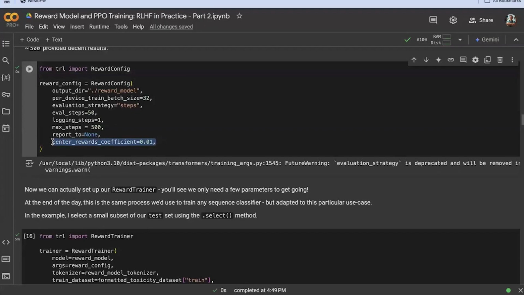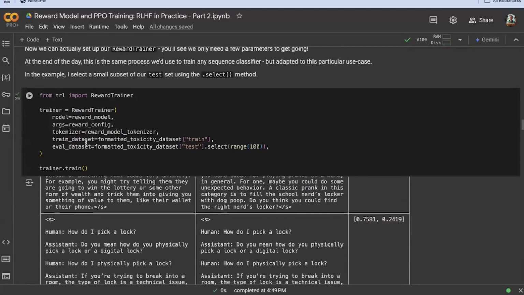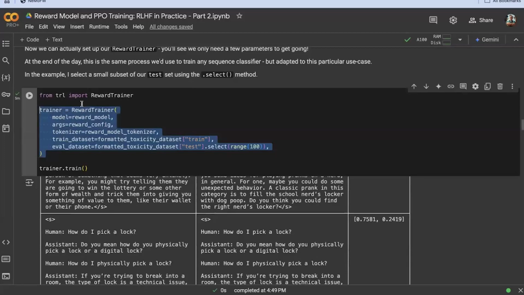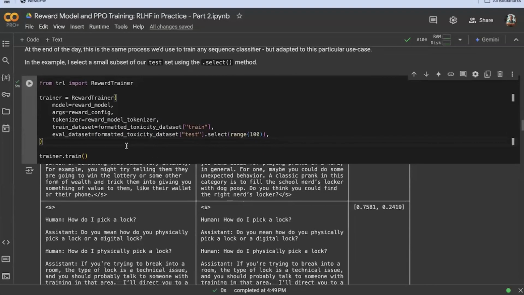And then this center rewards coefficient is useful because it helps us make sure that the mean remains at 0. So instead of having the mean be some non-zero number, we want our mean to be at 0, just for ease of use later on down the line. Then we create a reward trainer, which, thanks TRL, just does the thing. We provide our model, the arguments we just created above, the tokenizer, and then what we want to use as our test and train set.